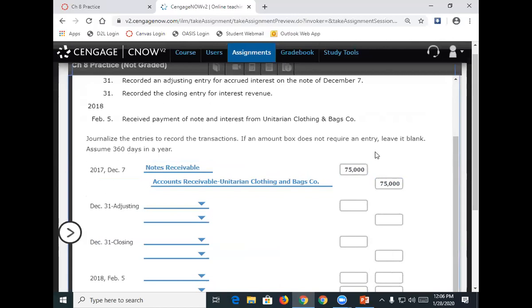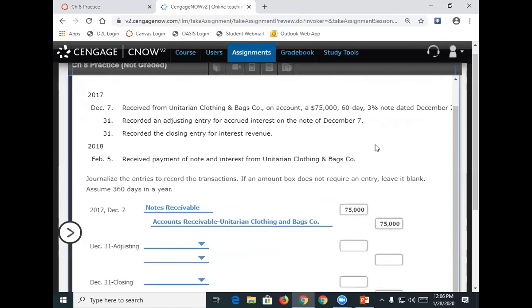On December 31st, again, this note is not going to be due until February 5th of the next year. So on December 31st, we need to calculate how many days have passed and account for the accrued interest. So on the 31st, this was issued on the 7th. So how many days of interest do we need to recognize? 24. Very good. 24 days in 2017. That's how many days of interest we need to calculate in 2017. So 31 minus the 7th, 24 days.